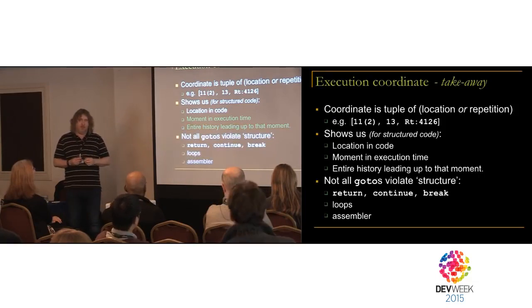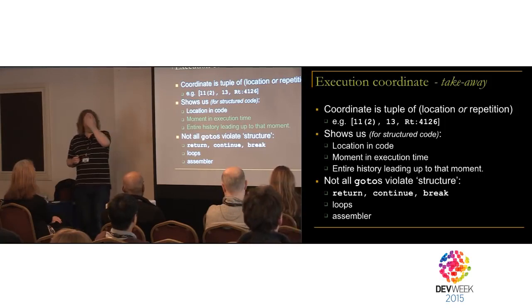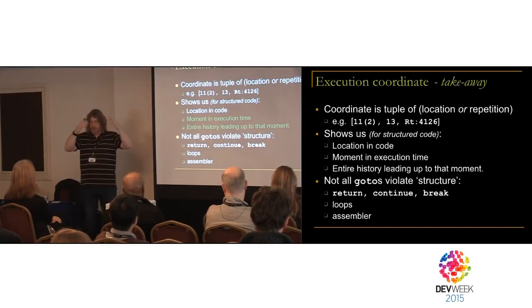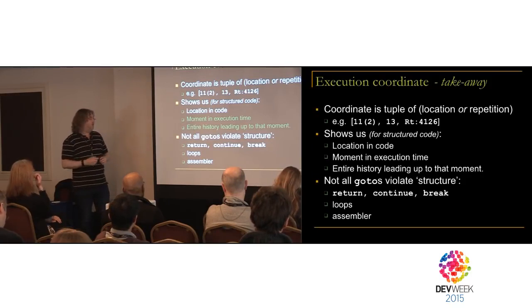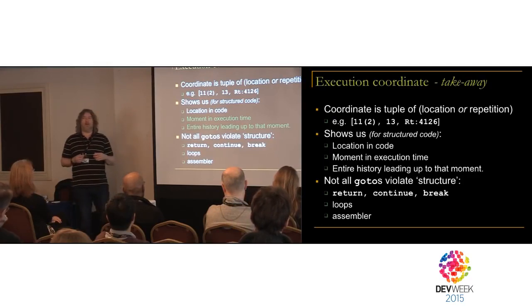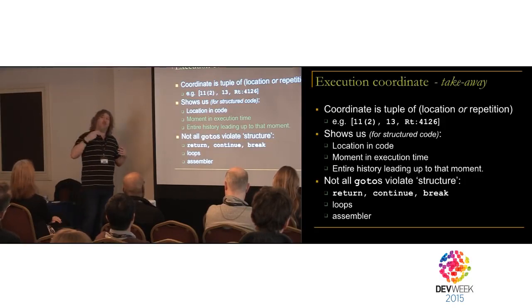Finally, just because you've got a goto in the code doesn't mean that you're violating structure. The mathematical foundation here is saying if you want the code to be structured, if you want an execution coordinate, then you have to have this relationship between the time and the location. But that's all you need. So we have gotos in our modern code. We call them things like return and continue and break. What these are doing is precisely coming out of the flow of the code and jumping somewhere else. But they're doing it in such a way as not to violate this execution coordinate.